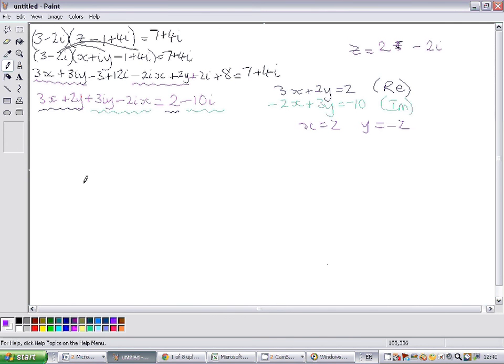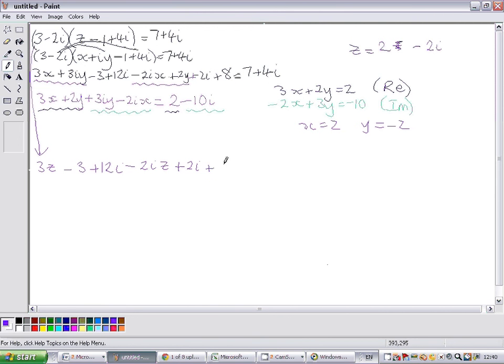Instead of putting in x plus iy, what I could do is just go back to the first line and just multiply it out as it stands. So, doing it that way and just leaving the z as z, you get 3z minus 3 plus 12i. And then doing the second term, you get minus 2iz plus 2i. That's the mistake I made on the last one. And then you'll get minus 8i squared, and that will become plus 8. And that's equal to 7 plus 4i.